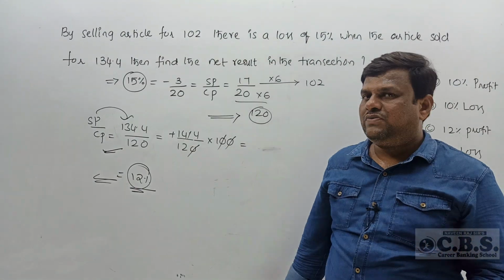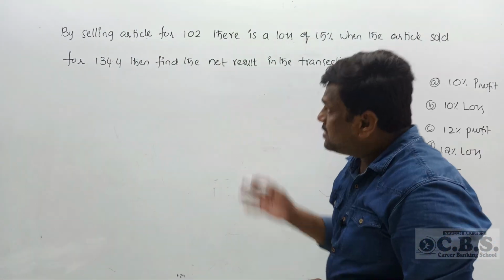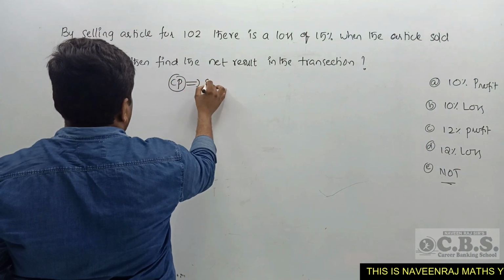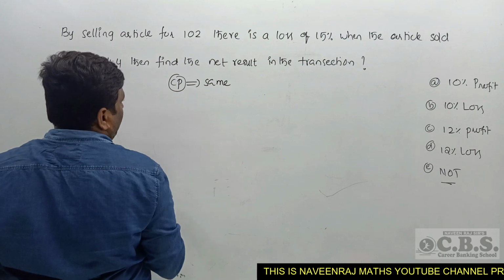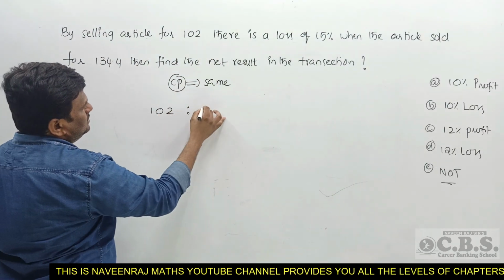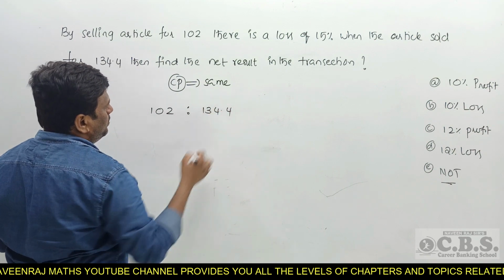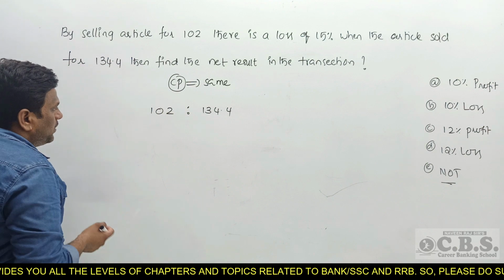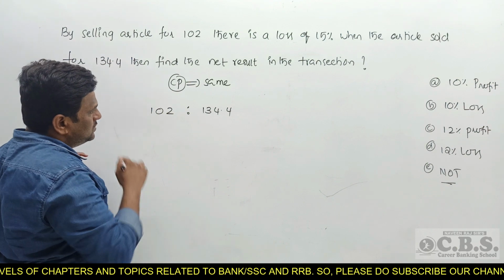We can answer this question with respect to the ratio concept, because here the cost price is the same. Here what is same? Cost price is same. So I take the selling price ratios. The first selling price ratio is how much? 102, and the second selling price ratio how much? 134.4. Okay, obviously you do the calculation to get the answers.